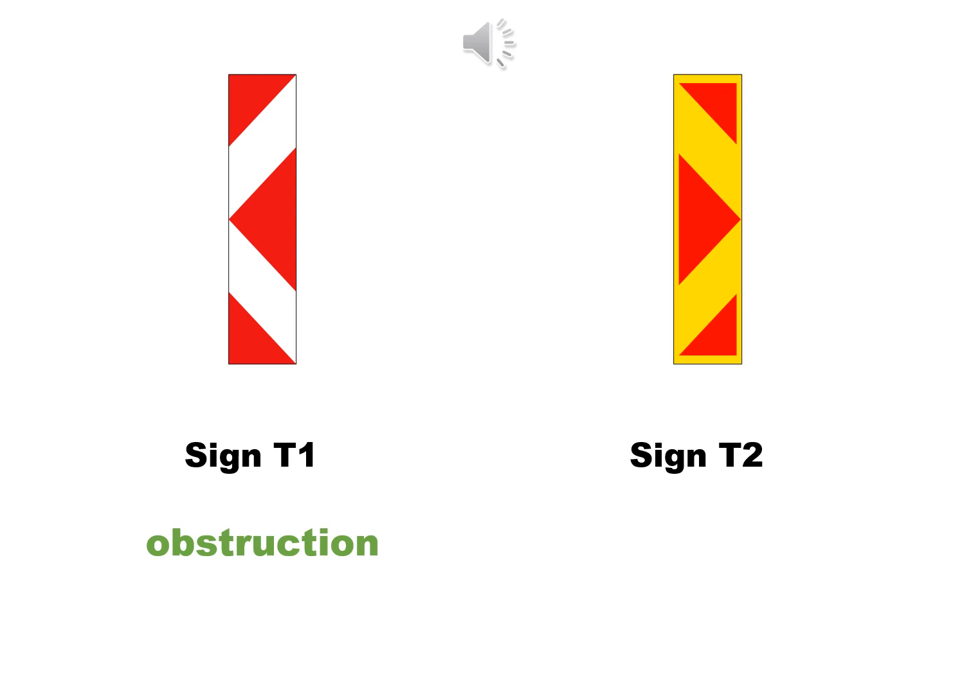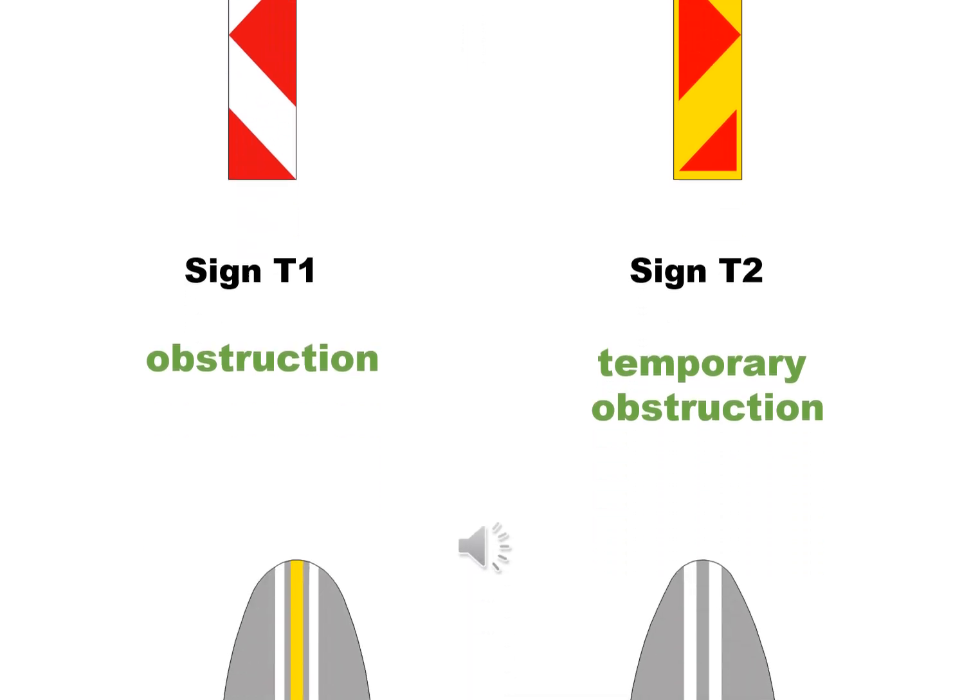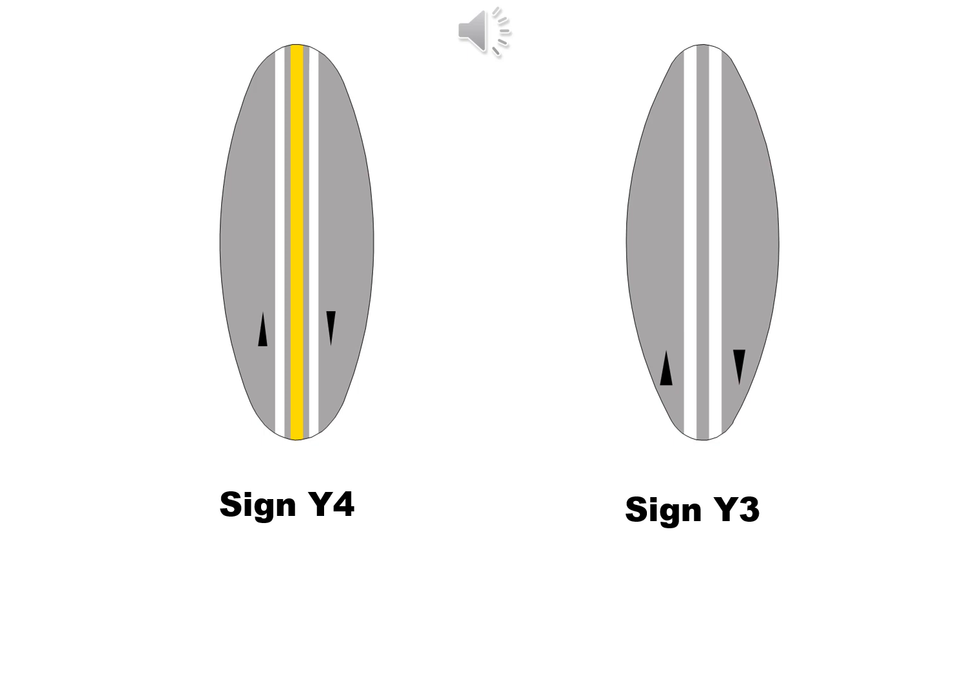Sign T2 shows you that there's a temporary obstruction to the left of the road. Remember, all signs with yellow backgrounds are temporary signs. Road marking Y4 is a painted island where you are not allowed to stop or drive over.